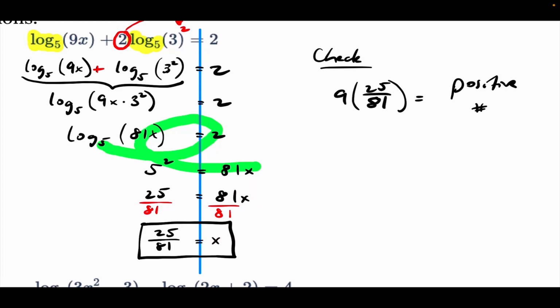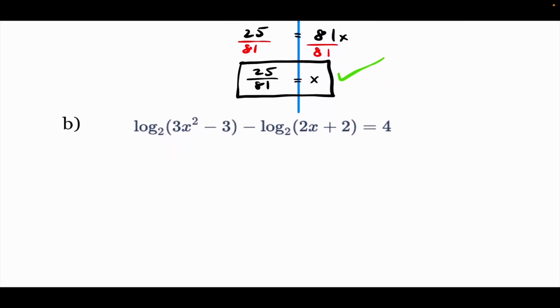Okay. Since it's a positive number, one box, 25 over 81, done. If that was a negative number, extraneous. We're going to get some that are negative. Okay. All right, let's look at letter B.